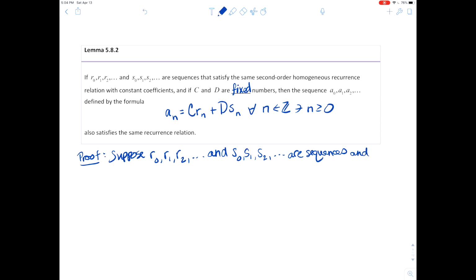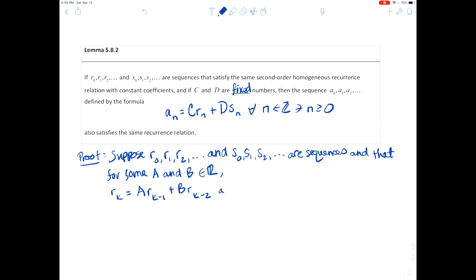and that for some A and B that are just numbers in the reals, we've got R sub k is equal to capital A times R sub k minus 1 plus capital B times R sub k minus 2. So that's just using the definition for the fact that it's a second order linear homogeneous recurrence relation.